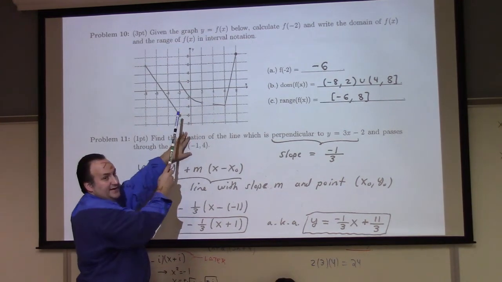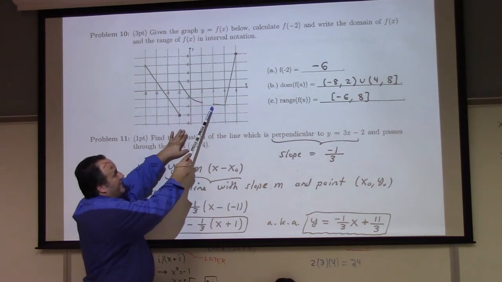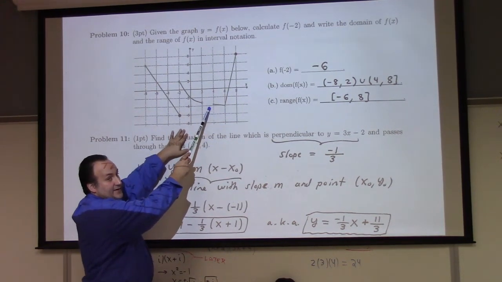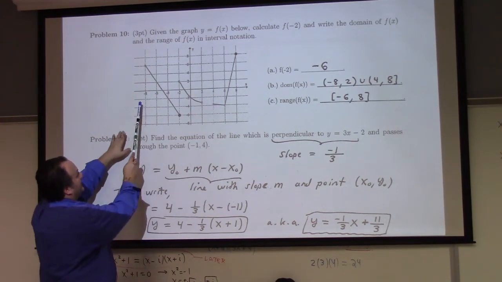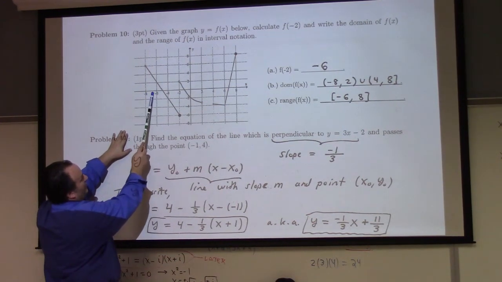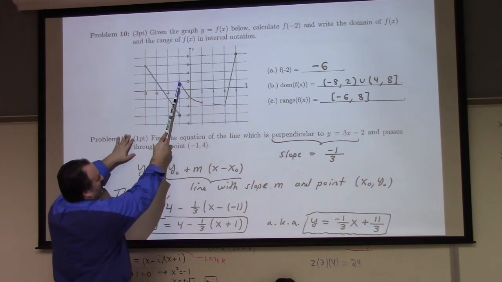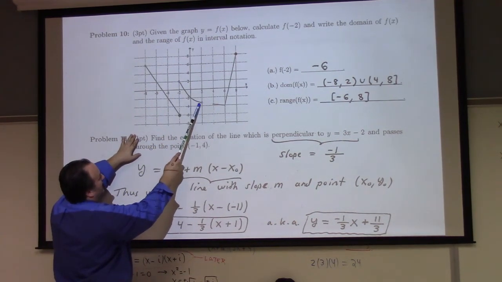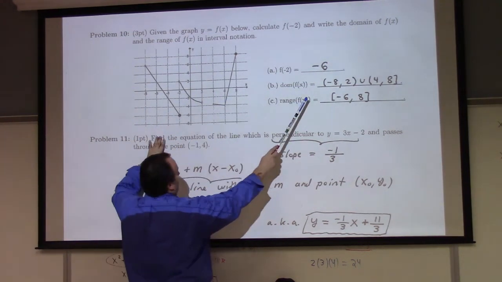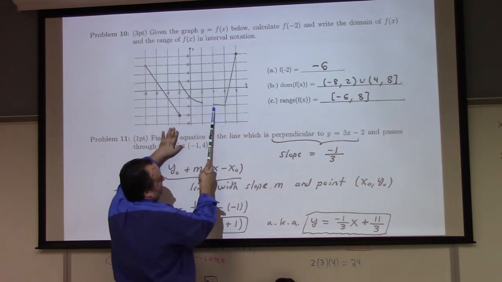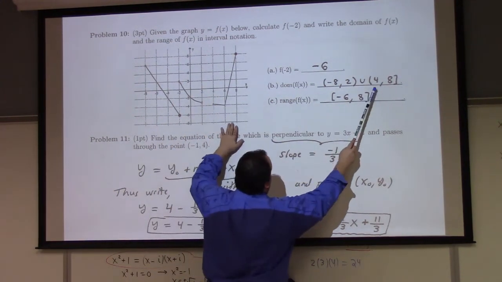F of 2 would be DNE, does not exist, because of the circle dot here. F of 4 does not exist, right? All right. The domain, these are the allowed x values. So look at it. We start at -8, go all the way over here to -2, and then it keeps going all the way to 2. So we've got -8 all the way over to 2 to start with. We jump from 2 to 4, and we start again here at 4 and go all the way over to 8. So 4 to 8. So that's the domain.